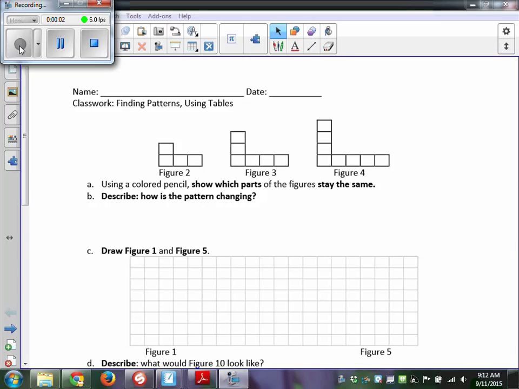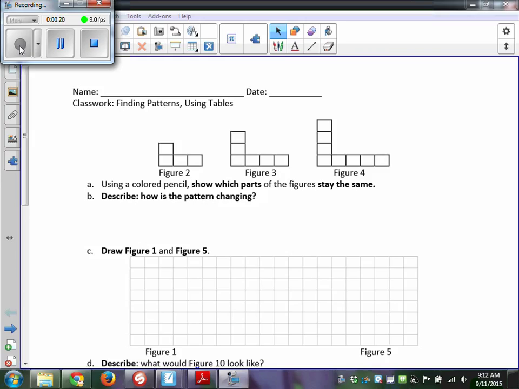Okay, so you guys should have your sheet out in front of you. And we're going to look at how our patterns are growing. And we're going to look at being able to write an equation for this. So our first part says, using a colored pencil, show which parts of the figures stay the same.